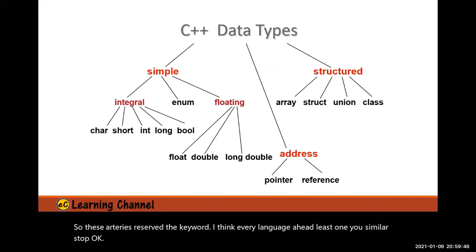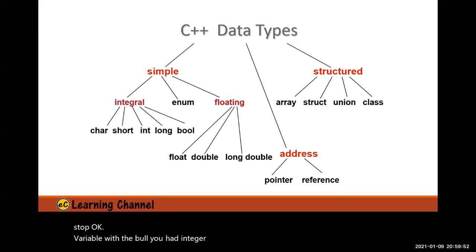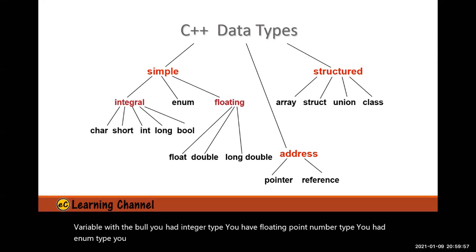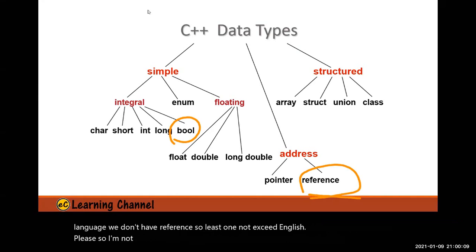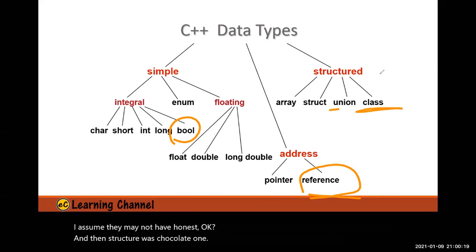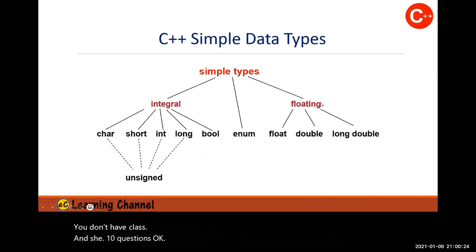For variables, you have integer type, floating point number type, enum type, and address type. For address type, you have pointer and reference, two different types. In C language, we don't have reference. I think they may not have others. And for structure, you don't have class in C language. So these are the different data types we have.